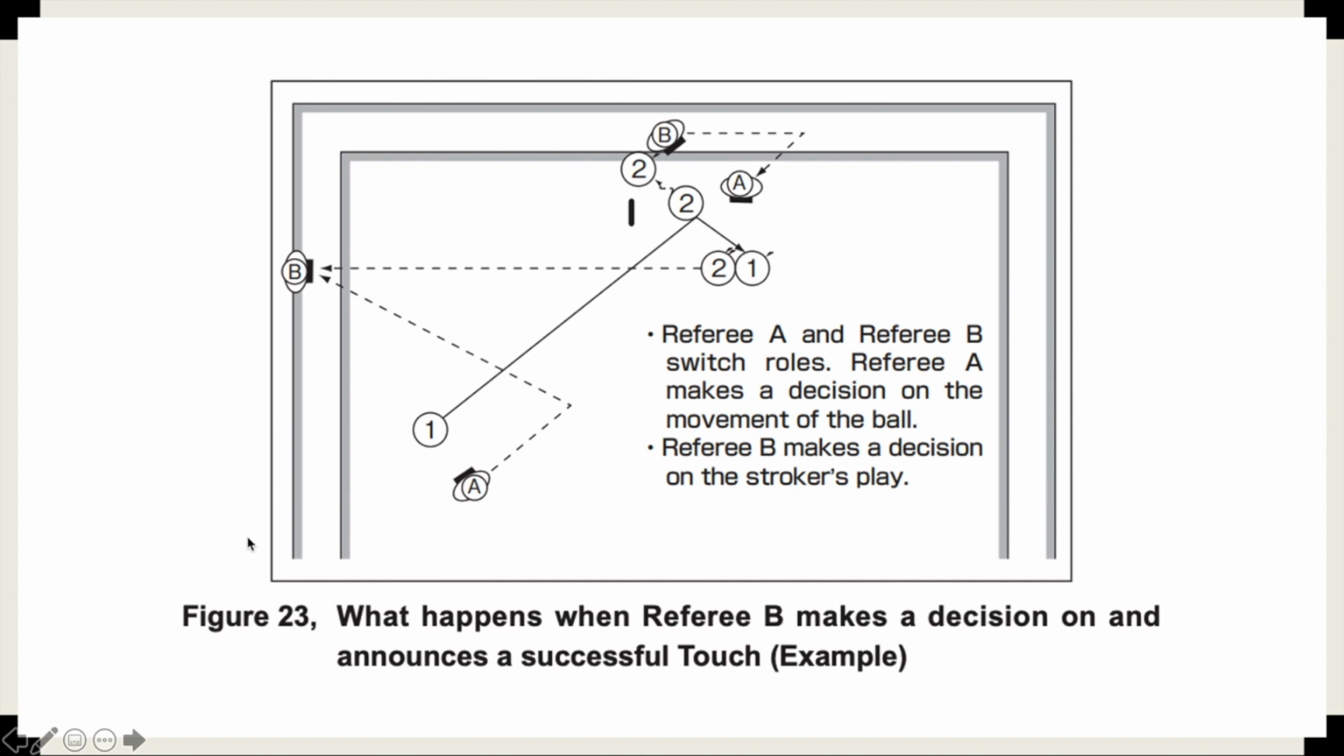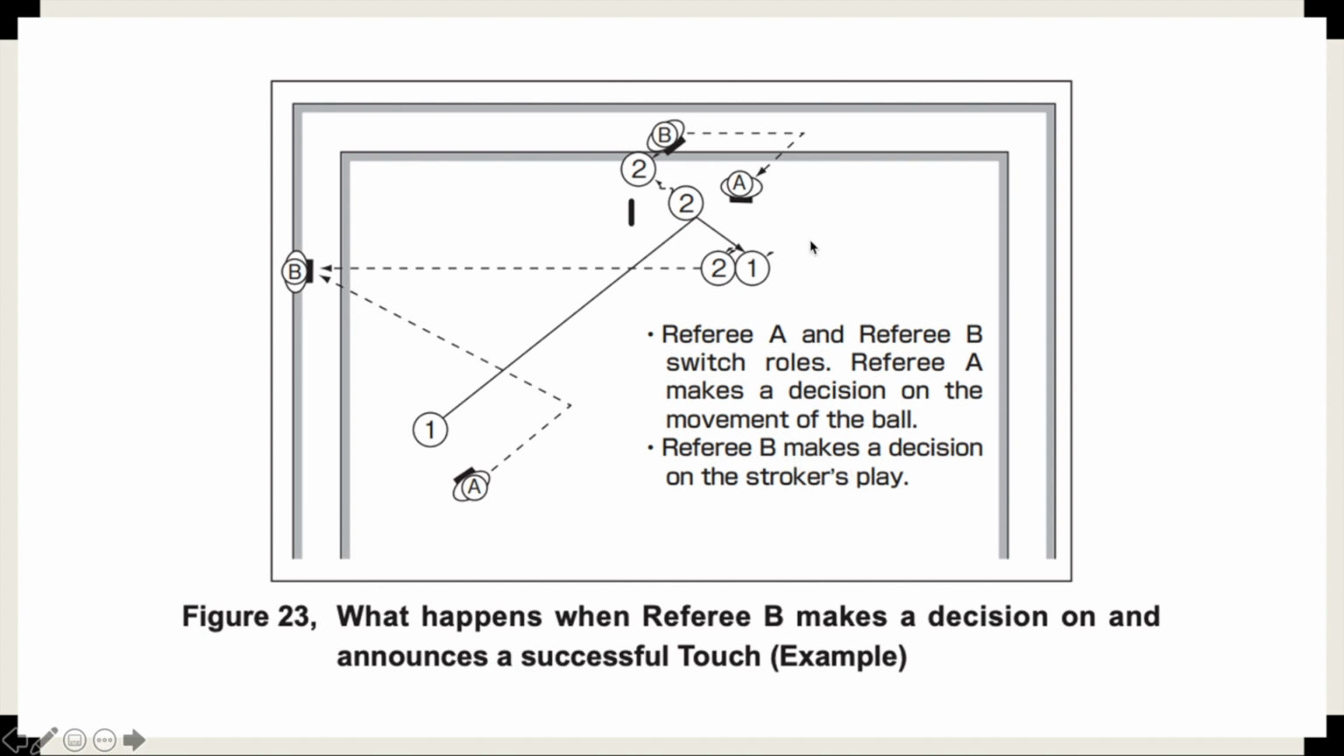Moving along, a little bit of a more complicated diagram, and it describes what happens when referee B makes a decision on and announces a successful touch. So we can see that referee A and referee B switch roles. Referee A makes a decision on the movement of the ball. Referee B makes a decision on the stroker's play.